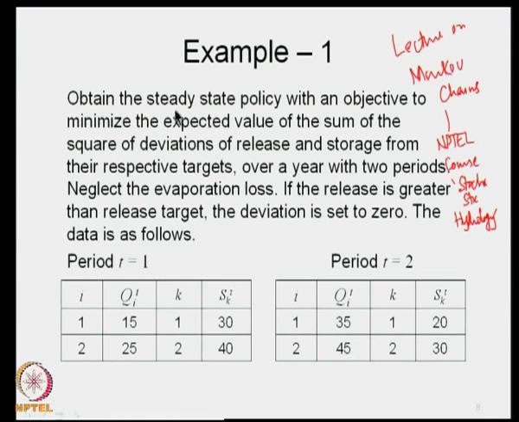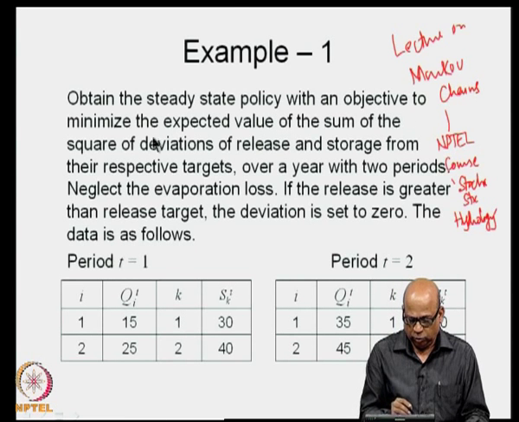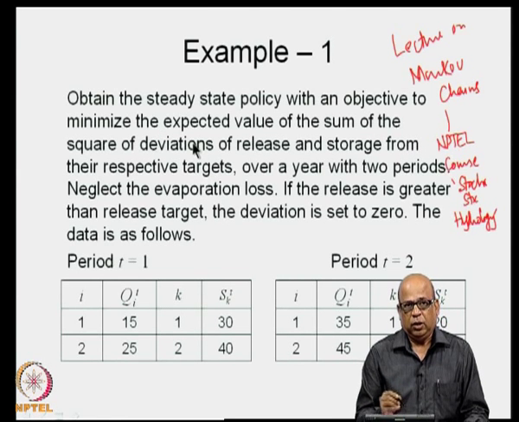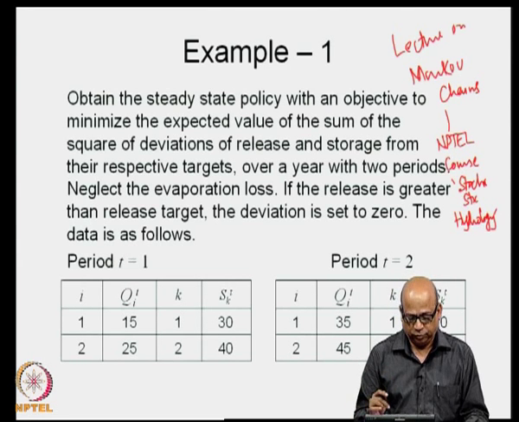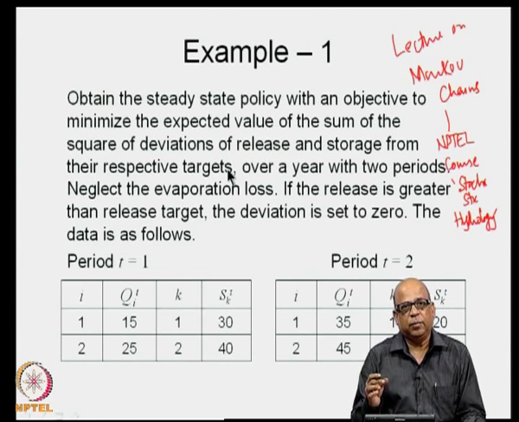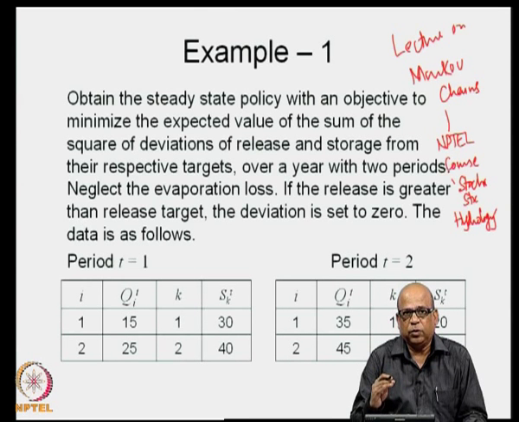So, the purpose here is to obtain the steady state policy with an objective to minimize the expected value of the sum of the squares of deviations of release and storage from their respective targets. We are setting a target release and a target storage for each of the time periods, and in this example we are considering 2 time periods. The sum of the squares of the deviations from the targets so set for the storage as well as the release must be minimized; that is the objective.